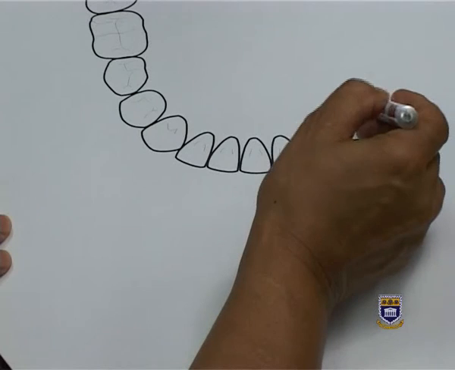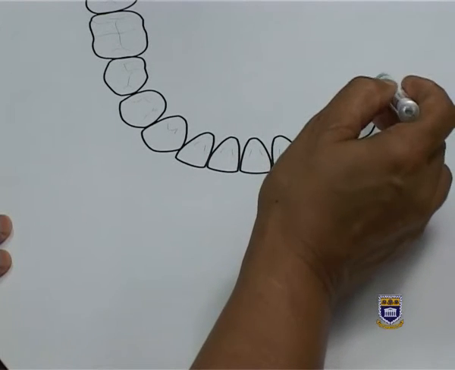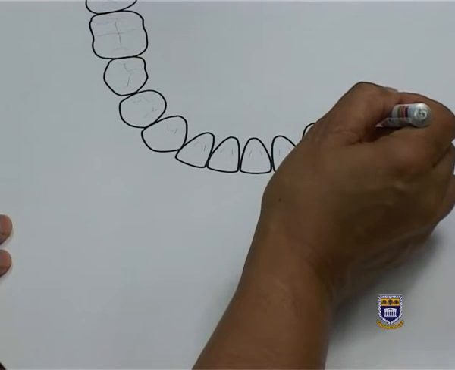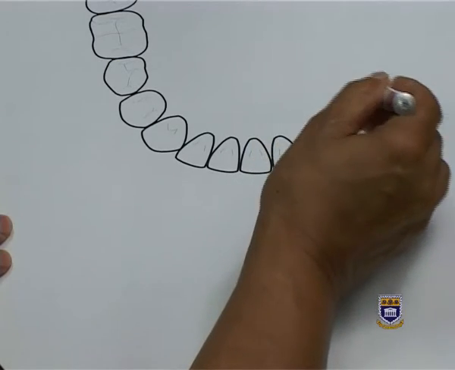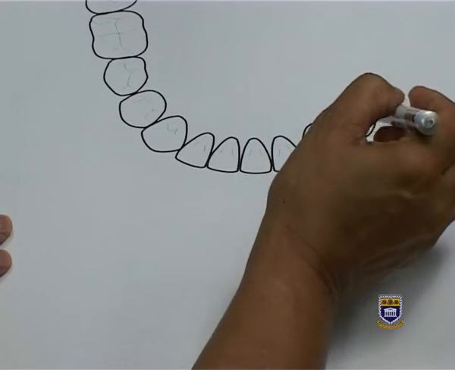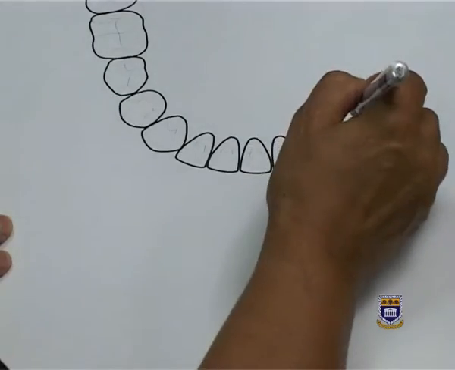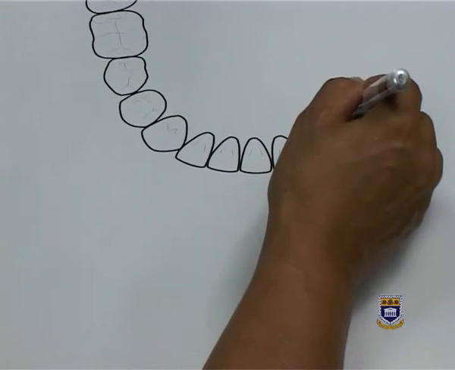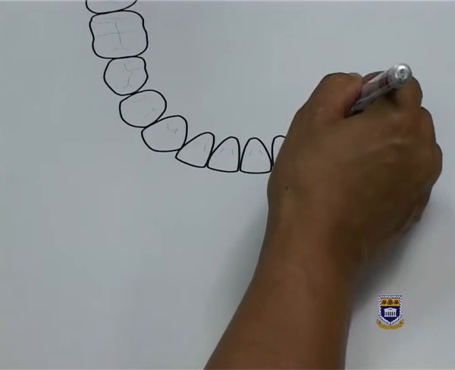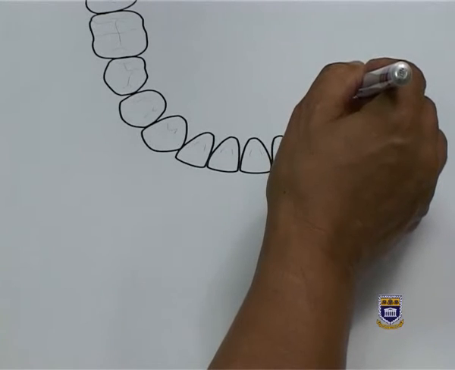So in this case, because I have a premolar, I'm going to use an RPI system, because RPI systems have been designed for distal extension partial dentures. So in this case, I'm going to use a lingual plate, and I will show you a lingual bar on another design.